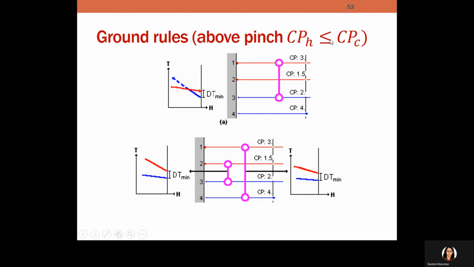Here above the pinch, our rule is CP hot should be less than or equal to CP cold. So these are the CP values of your streams, for example, the CP of this is 3 and the CP of this is 2. Does it obey the rule? CP of hot is 3, CP of cold is 2. Is hot less than cold? No. But if you draw the heat exchanger with these two streams, you will get a temperature enthalpy curve like this, which is not possible, which you cannot do.